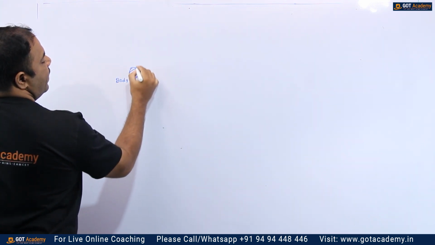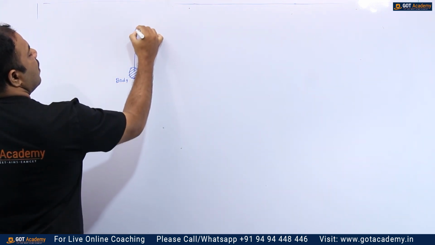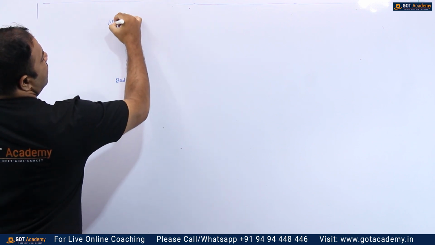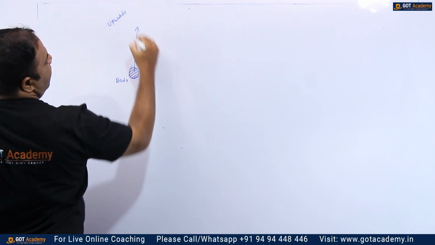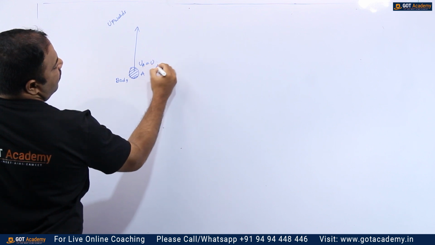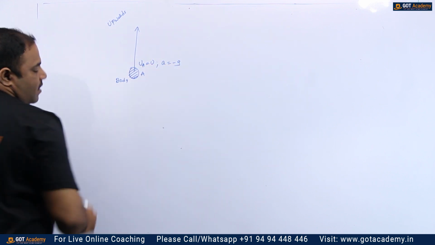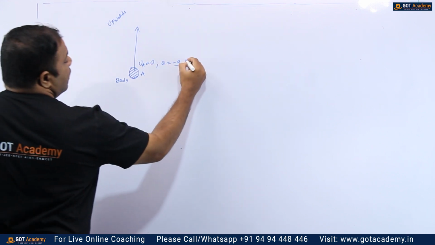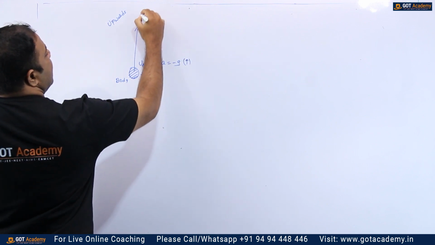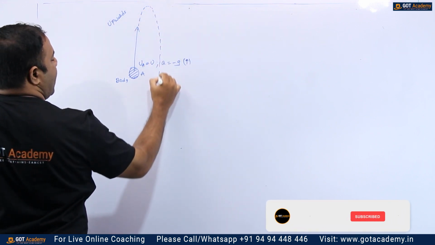Let me assume this is point A. Now it has been thrown upwards. So the velocity at this point is u and acceleration is equal to minus g. It's clear. So now it reaches some point and again it has to come back.